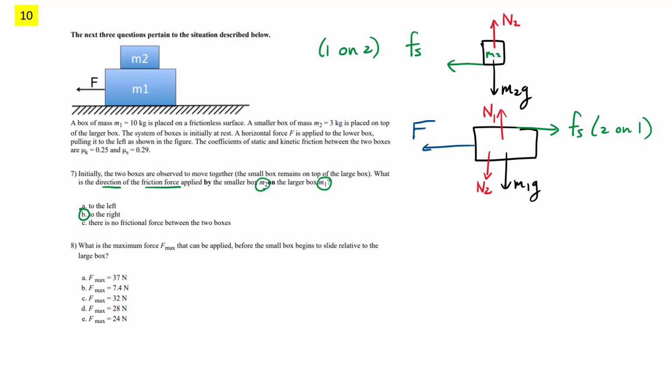Question 8 says, what is the maximum force that can be applied before the small box begins to slide relative to the large box? All right, well, for this one, we are looking at what is this maximum force of static friction. The maximum value of static friction here between both of those boxes is mu s multiplied by the normal. And the normal force in this case is going to be what? Well, we're looking at the normal force N2. So N2 is written like this. So right away I can write mu s, that coefficient, multiplied by m2g.